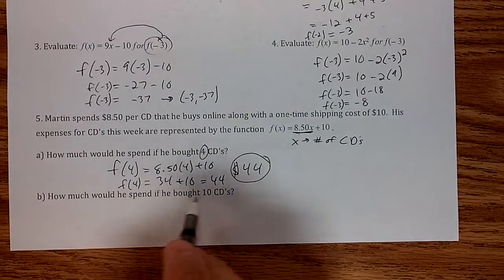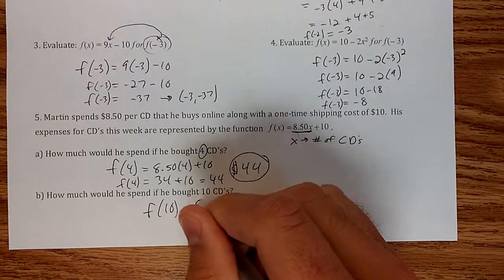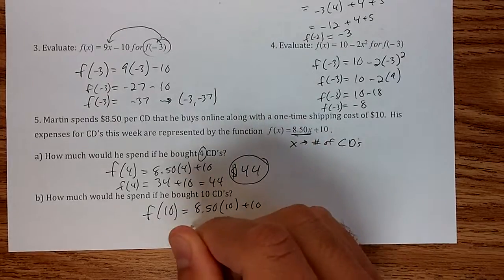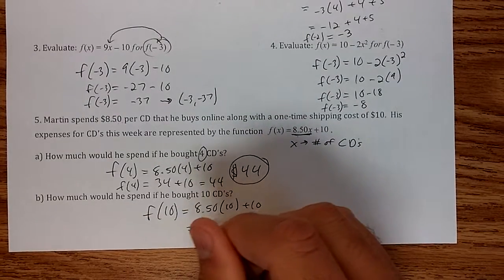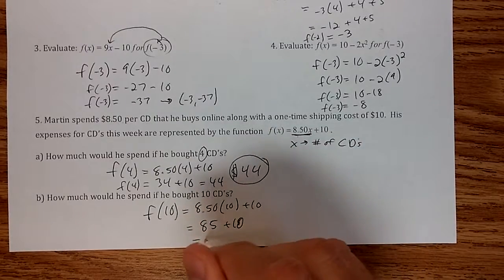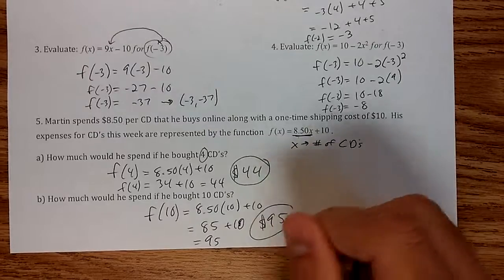So how much would he spend if he bought 10 CDs? It'd be f of 10. And it'd be $8.50 times 10 in parentheses plus 10. $8.50 times 10 is 85, plus 10. And when you add 85 plus 10, it's going to be 95. So his total expenditures for the week are $95.